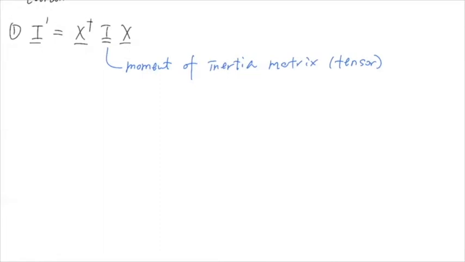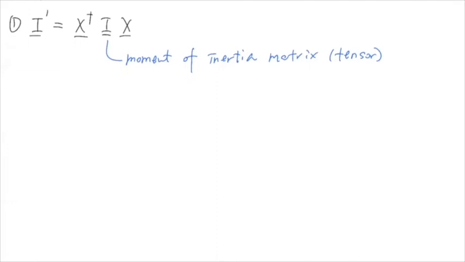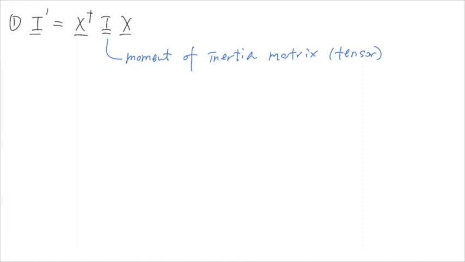If you're not familiar with this concept, you can refer to any book on classical mechanics, or you can refer to one of the chapters in Atkins' molecular quantum mechanics. There is a chapter talking about molecular rotations, and then you can learn about moment of inertia. So the first step is, of course, I need to write down this moment of inertia matrix.